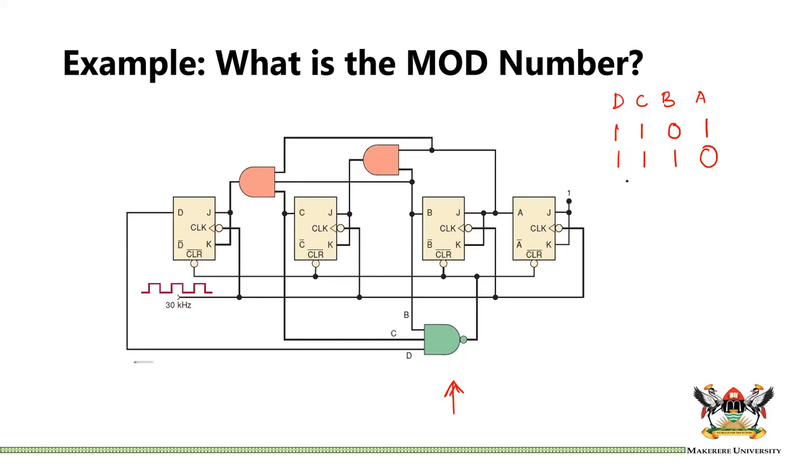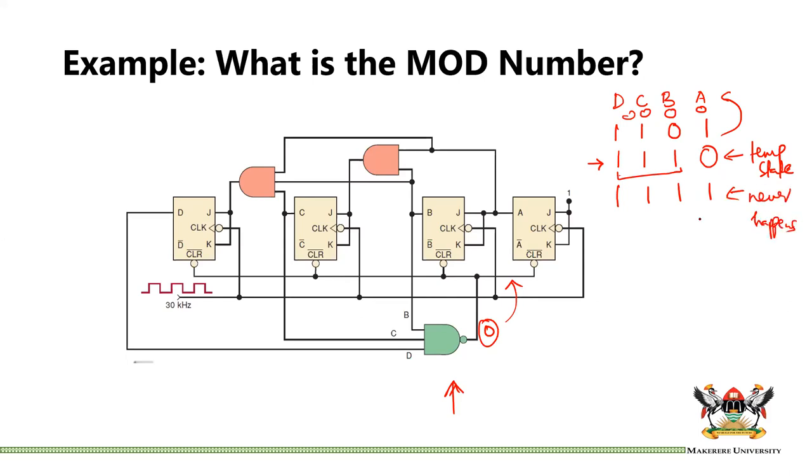Yes, I think I'm correct. And then we would usually go to 1111. So the moment we reach this stage, you can see that now both D, C and B become a one, and when they are one, the NAND gate output will become a zero, and that will clear these ones back to 0000. So that means that this is a temporary state. We don't count it, and obviously this never happens.